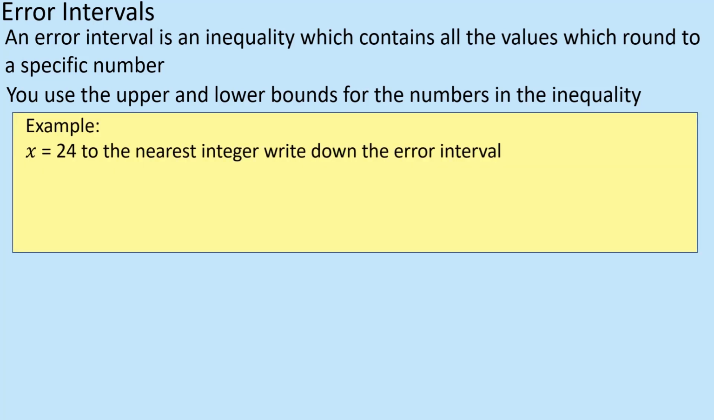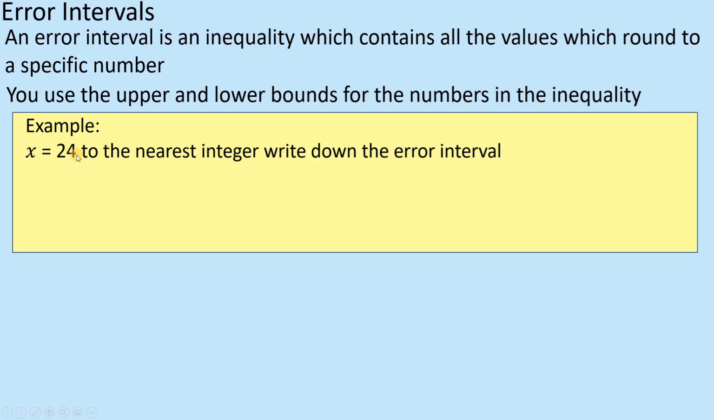If I say to you 24 to the nearest integer, write down the error interval, what we're saying is it can be slightly less than 24, it can be slightly more than 24, but because we've said to the nearest integer, I want to know what numbers either side. This is where we look at upper and lower bounds. What is the lowest number that would round to 24? It's 23.5. What tends to happen is this number drops by 1 and you tag a 5 onto it. So 23.5, that's the lower one.